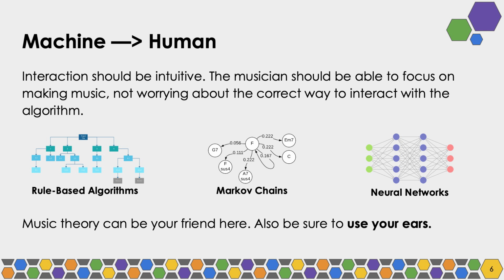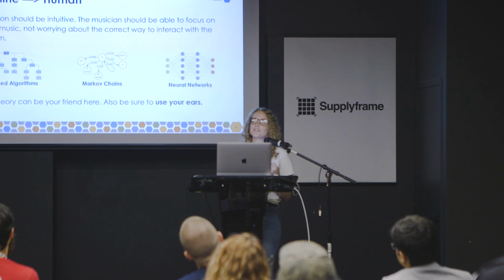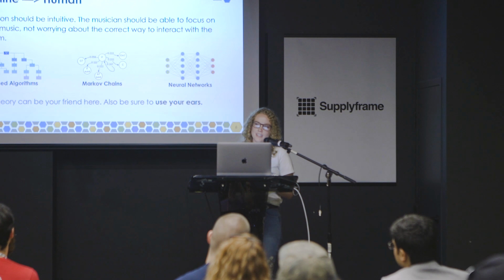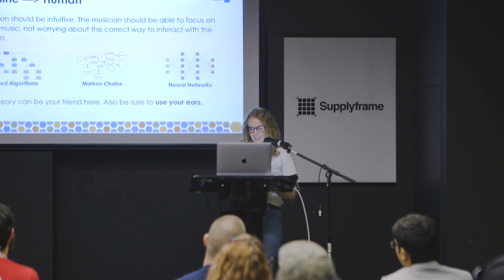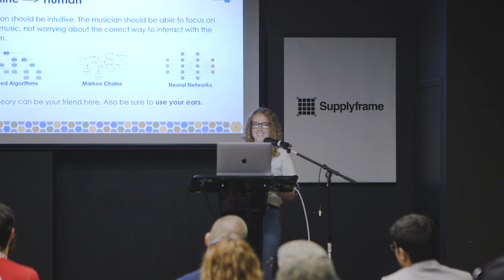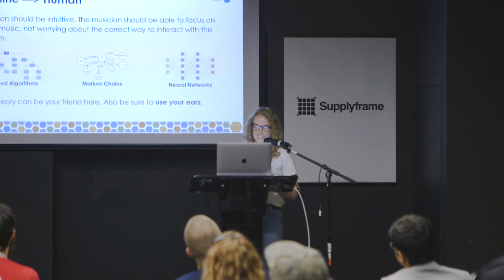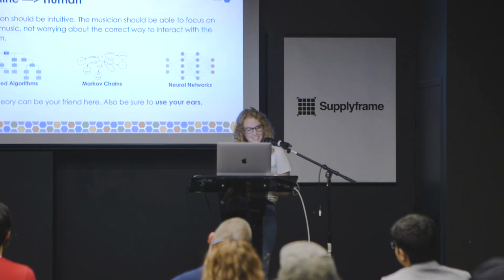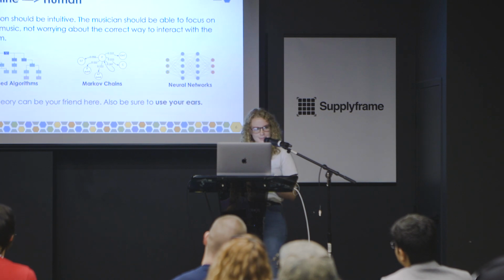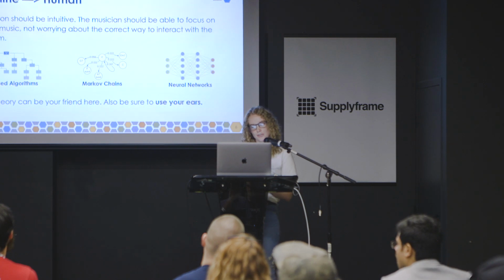So for rule-based and Markov chains, I think something really important is that music theory is your friend here. Music theory is just the rules of how music works. They're made to be broken, but it's a good starting point for writing an algorithm. If you don't care about music theory and you don't want to learn that, luckily we have neural networks now, so you don't actually need to learn anything yourself. That's not true, but yeah, if you have a bunch of example MIDI inputs or example audio waves, you can train a neural network to output new music in a similar style.